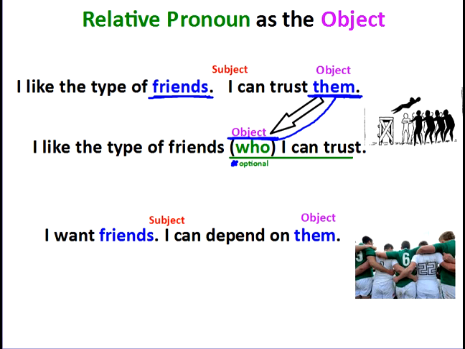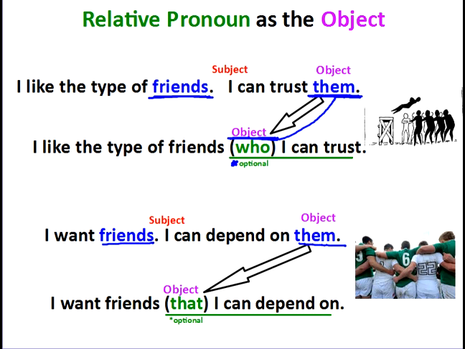Let's look at the second sentence. The second sentence reads, "I want friends." Next sentence, "I can depend on them." Again, "friends" and "them" is the common factor. I'm going to take away the word "them" and replace it with the relative pronoun, and it's going to look like this: I want friends that I can depend on.